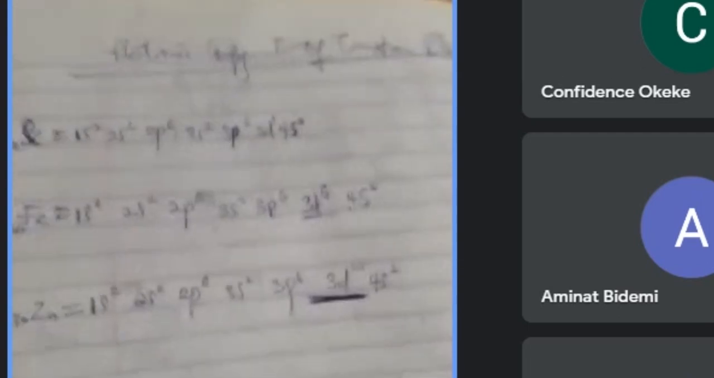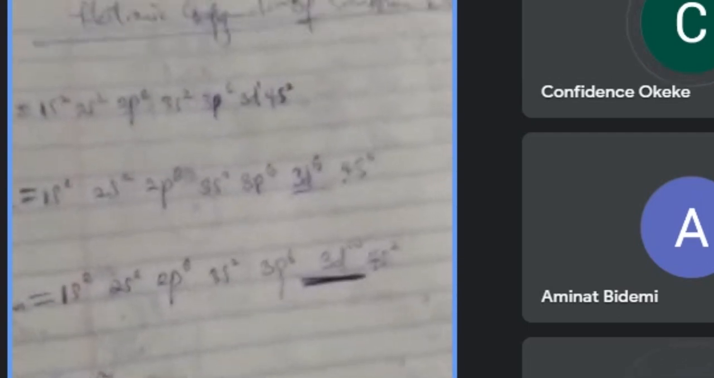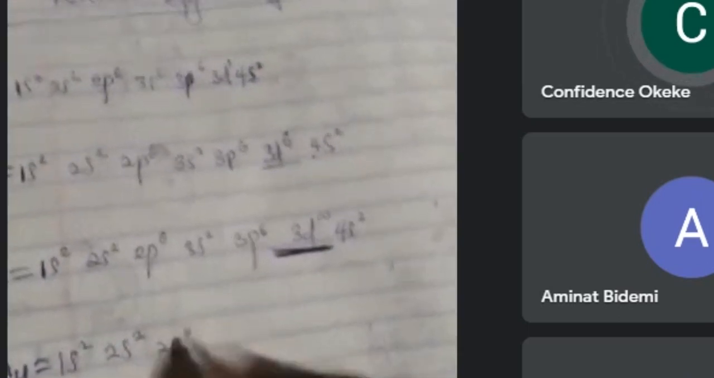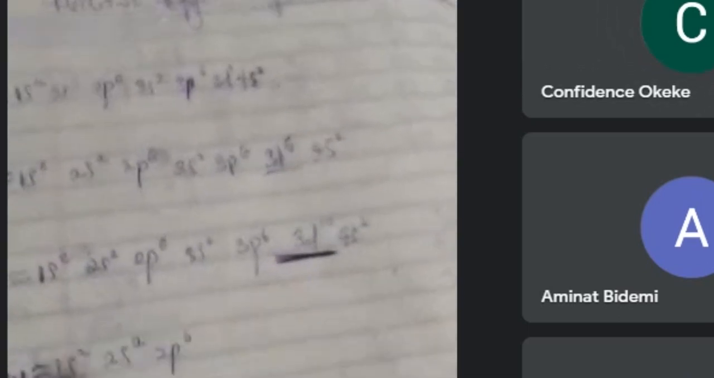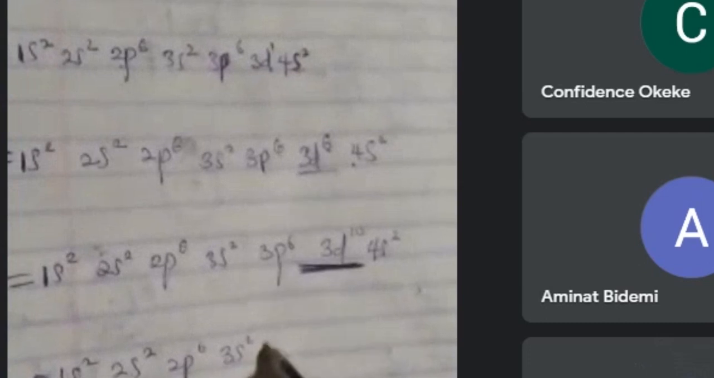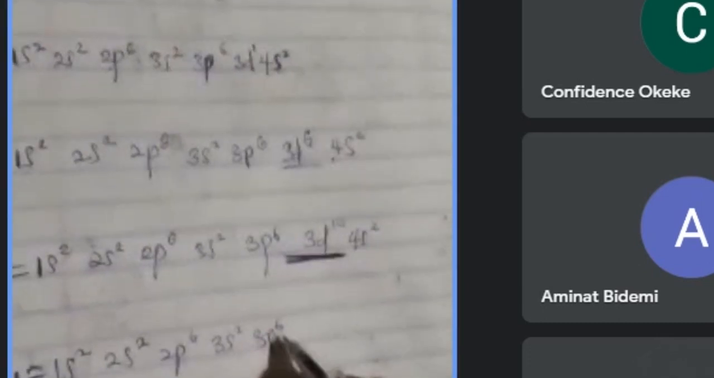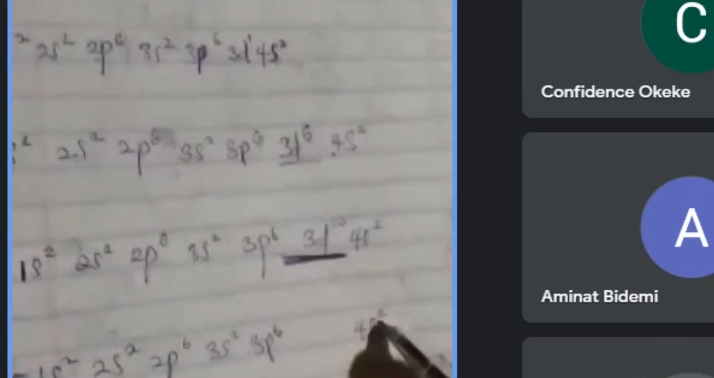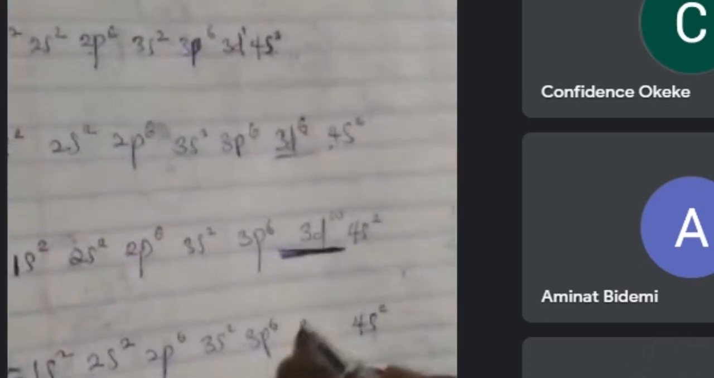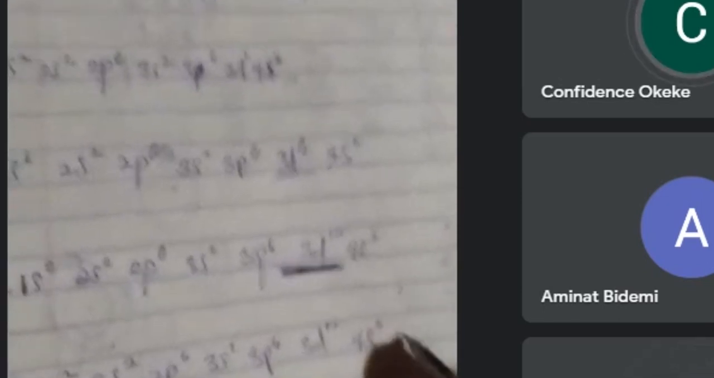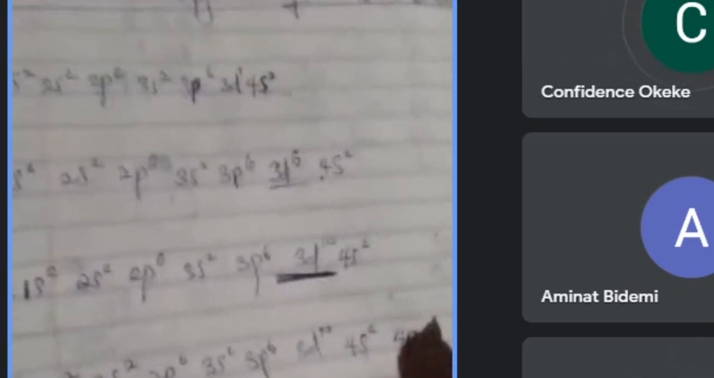Gold has the symbol Au. Let us start, increasing the energy level accordingly. 1s2, 2s2, 2p6. This is 10. Next, 3s2, that's 12. 3p6, that's 18. So 4s2 becomes 20. 3d10 becomes 30. Then 4p6.